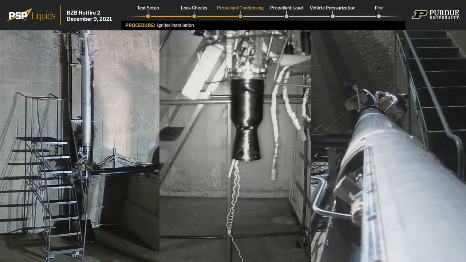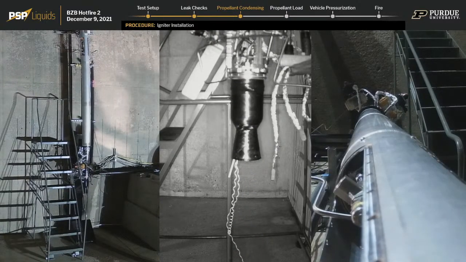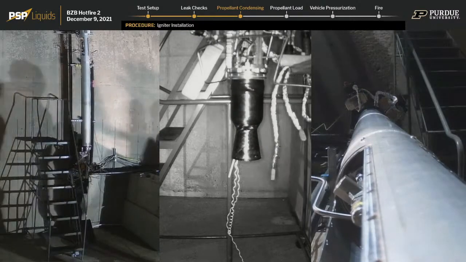Do we have someone installing the igniter because we have steps to go through? Yeah, we started installing the igniter. Over.